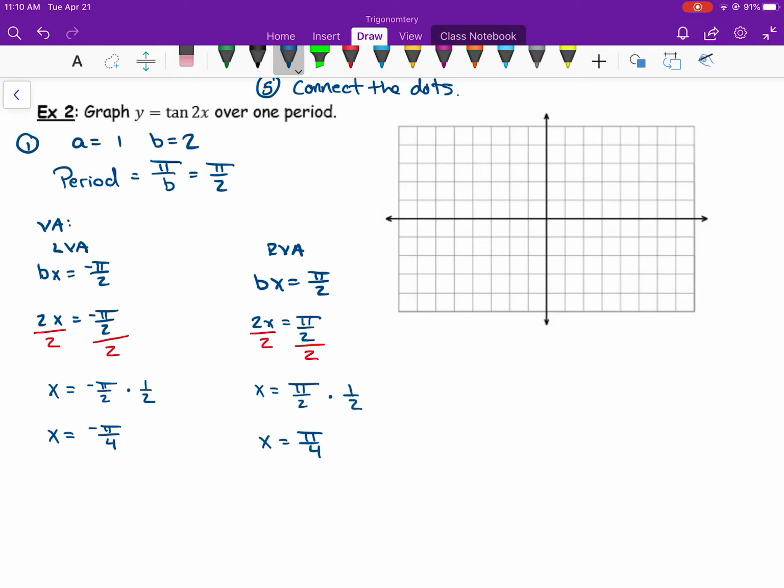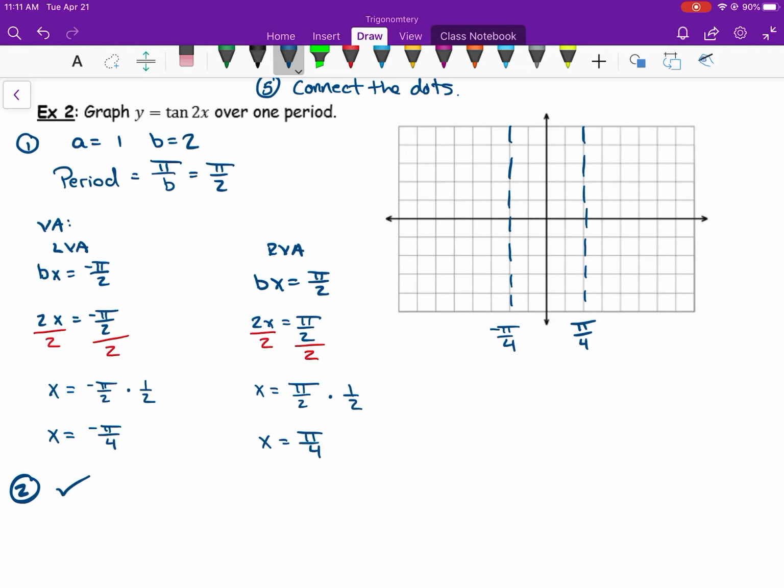So these are my asymptotes. So again, we'll start in the middle, go right 1, 2. Draw my vertical asymptote, which will be pi over 4. And we'll come left 2. This will be negative pi over 4. So that was our step 2. So step 2 is the graph, done.